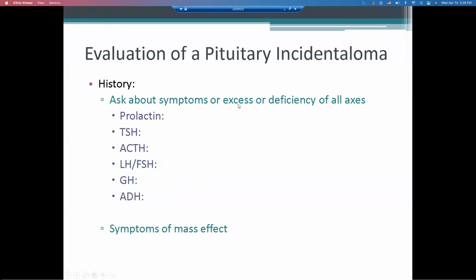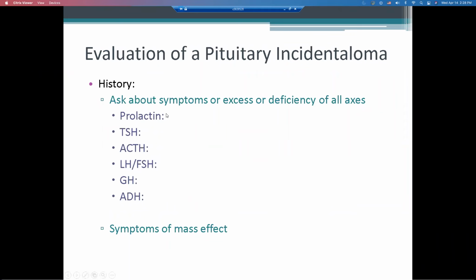Now, how do you evaluate a patient with a pituitary incidentaloma? They call it a pituitary incidentaloma because it was not expected. For example, somebody went for a PET scan because they have breast cancer, and the PET scan showed a large sellar lesion. So this is what we call a pituitary incidentaloma. You start by history taking, ask about symptoms of excess or deficiency. Of course, here we're focused more on deficiency.